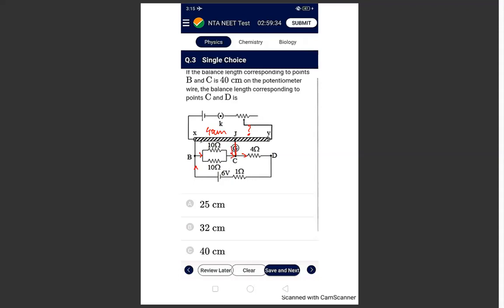As we know that no current is going, so we can say that the ratio of these two is equal to the ratio of these two. So this 10 and 10 is going to give you 5. And we can directly write 5 by 4 is equal to 40 by L. So 5L equal to 160 and L is equal to 160 by 5, that is equal to 32 centimeter. So that's the answer to the question.